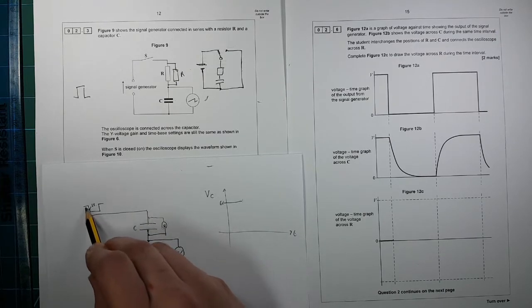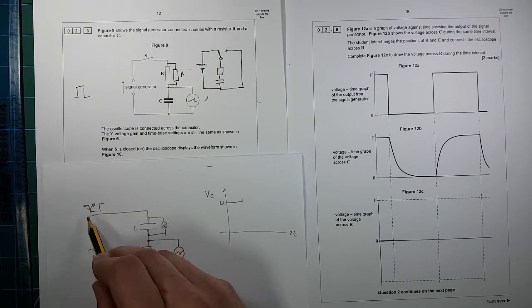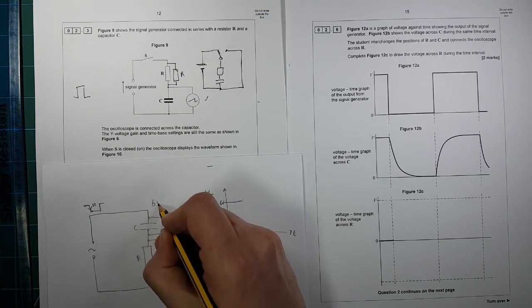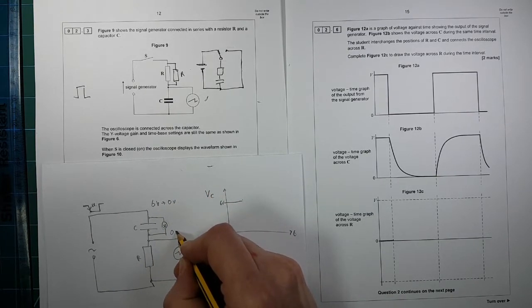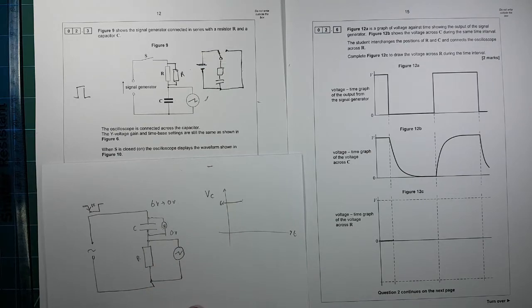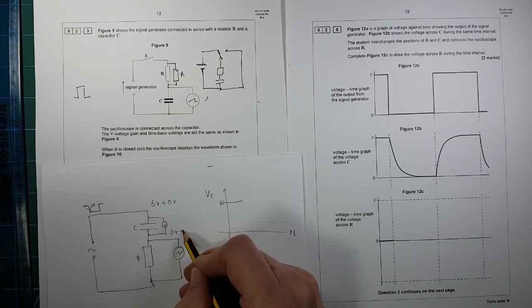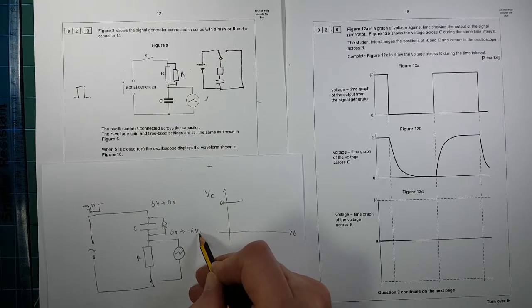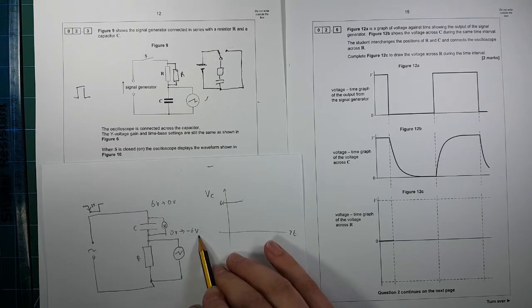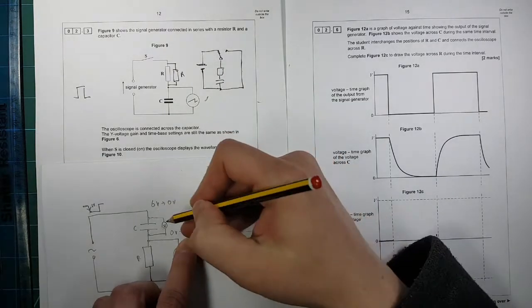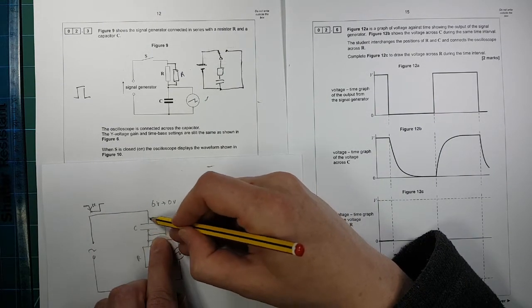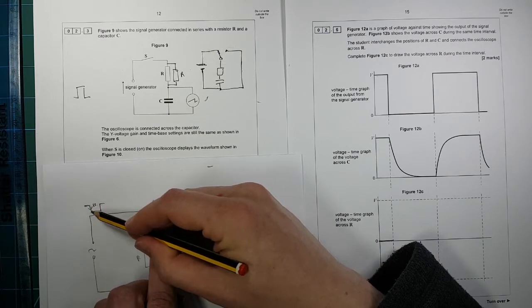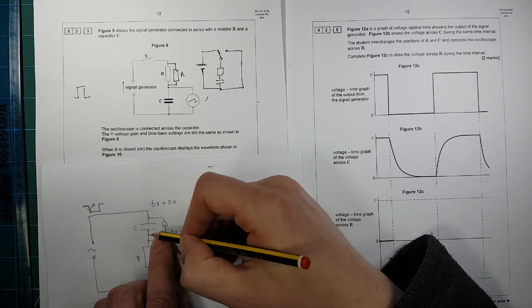So if this side of the capacitor drops from 6 volts down to 0 volts, this side, which started at 0 volts, must also drop by the exact same amount, down to minus 6 volts. The reason this has to drop to minus 6 volts is because the potential difference across this capacitor has to remain the same. It can't charge or discharge instantly. As this jumps down, this thing can't change that quickly.